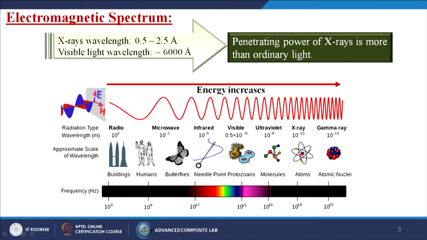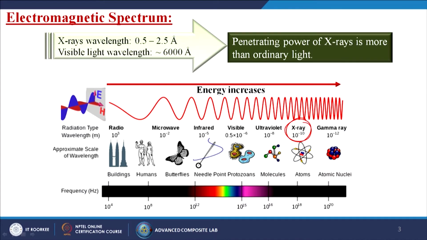This is known as the electromagnetic spectrum. On the left-hand side at the top is the X-ray wavelength, which is 0.5 to 2.5 angstrom, as I have already told. Generally the visible light wavelength is 6000 angstrom, so the penetrating power of X-rays is more than ordinary light. If we see the electromagnetic spectrum carefully, we can find the X-ray lying over here. For X-ray the wavelength is 10 to the power minus 10 meter, and in this direction the energy is increasing. After X-ray it is only followed by gamma ray.